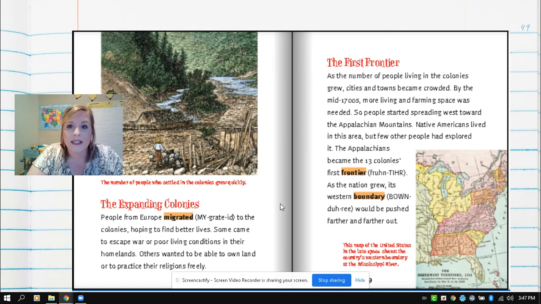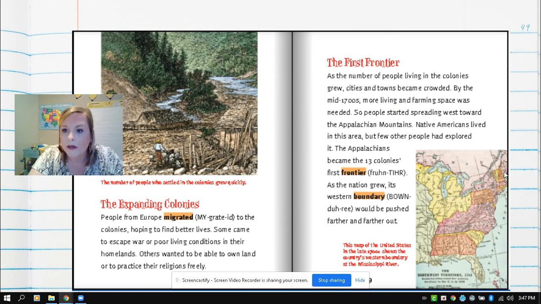By the mid-1700s, more living and farming space was needed, so people started spreading west toward the Appalachian Mountains. Native Americans lived in this area, but few other people had explored it. The Appalachians became the 13 colonies' first frontier. As the nation grew, its western boundary would be pushed farther and farther out.